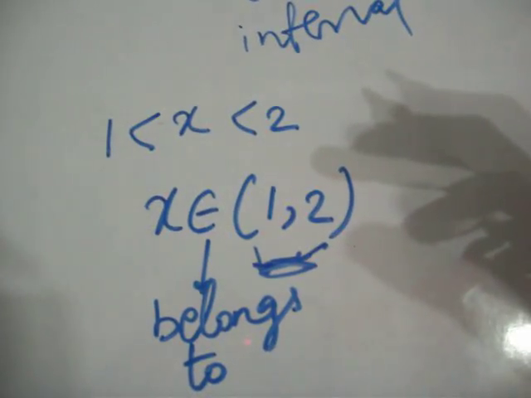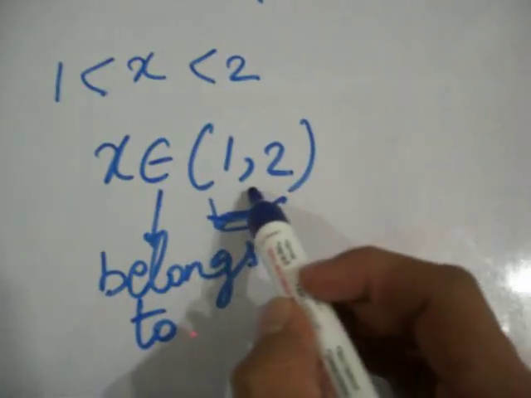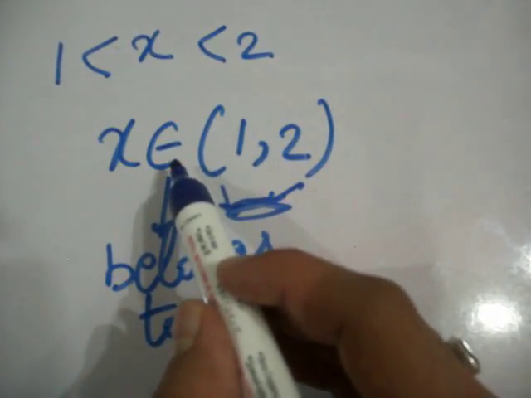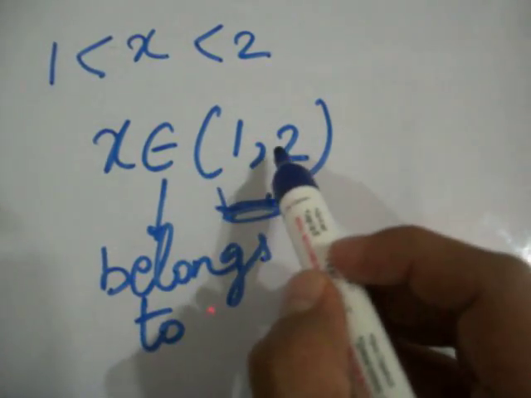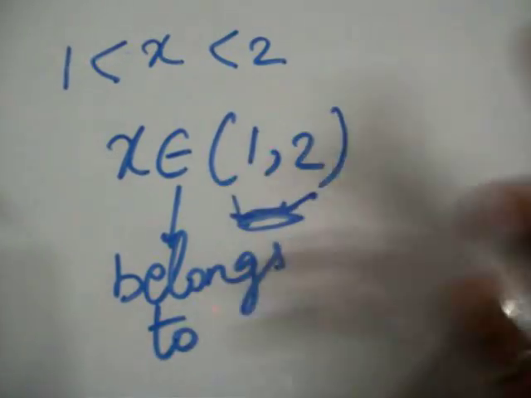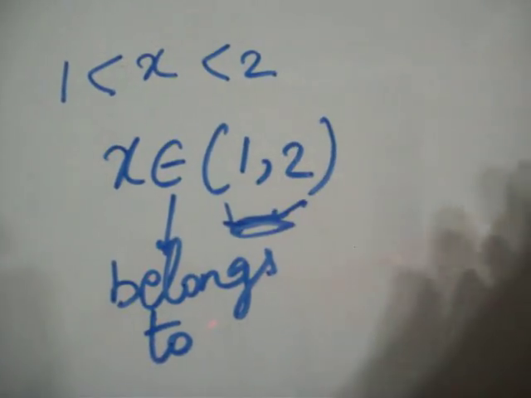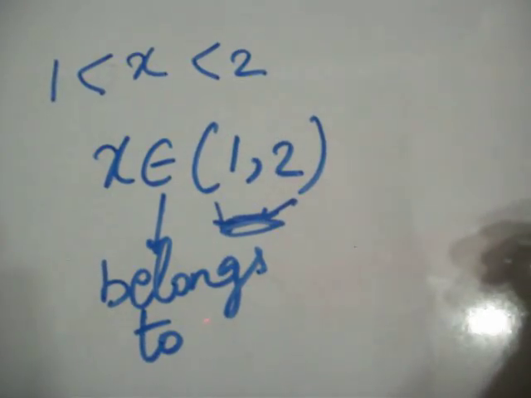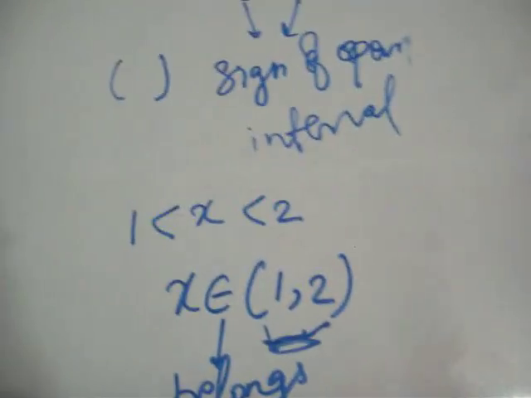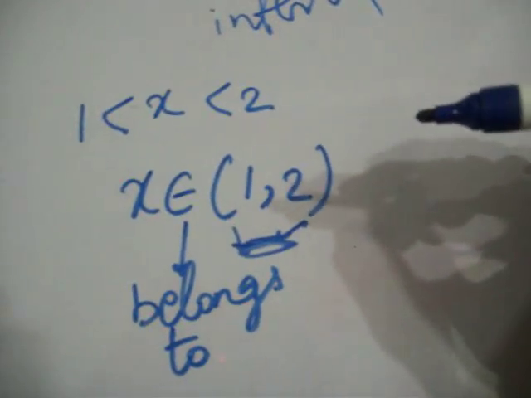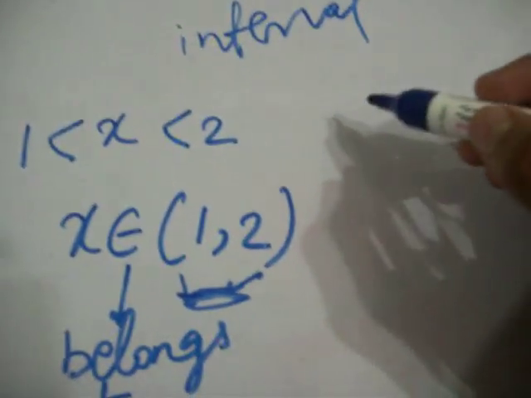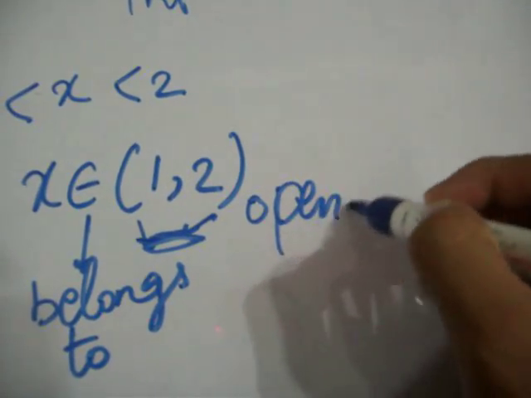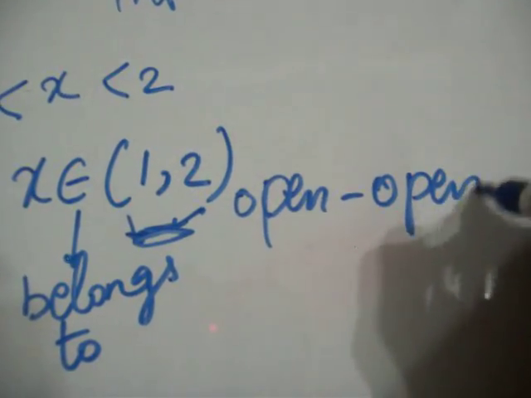Now this shows that x lies between 1 and 2, and 1 and 2 are not included. It means the value of x cannot be 1 or 2, but it can be anything between 1 and 2. And this is called an open interval.